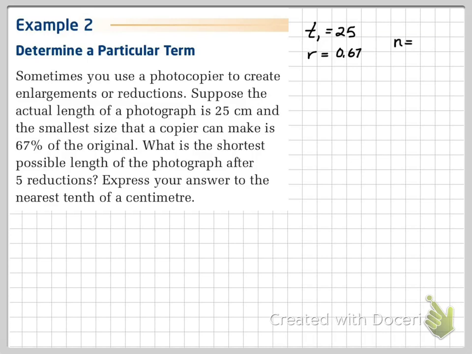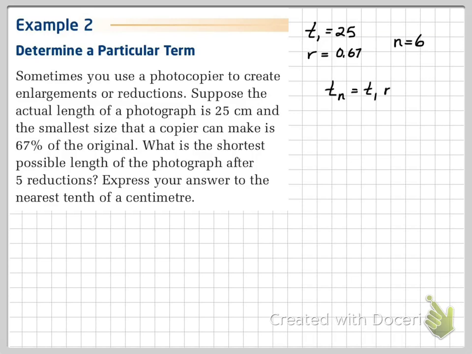So, what do I know? I know that there's going to be 5 reductions, so n must be 6. That's because our first term is 25. After 1 reduction, we're going to get to term 2. After 2 reductions, term 3, and so on, all the way up to after 5 reductions, we're going to be at term 6. So n has to equal 6.